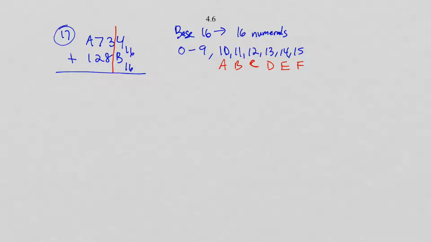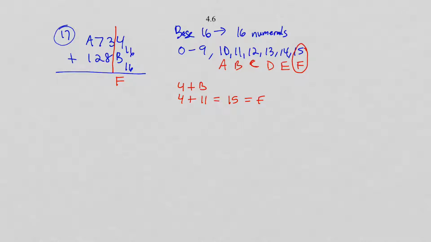Okay, B plus 4. For the first column we have 4 plus B, and that B is actually 11, and 11 plus 4 is 15 items, but in our base 16 system, 15 has a letter, and that's F. So we cannot put 5 and carry the 1 because we have not completed a set of 16s yet. 15 is not enough for a complete set where we can carry a 1. So we have to write F.